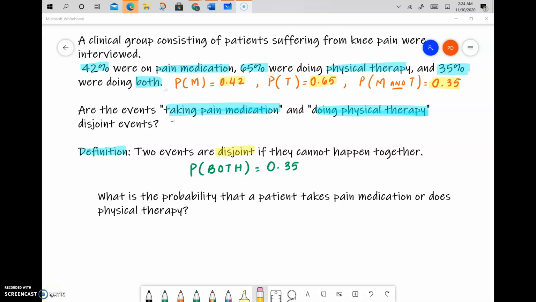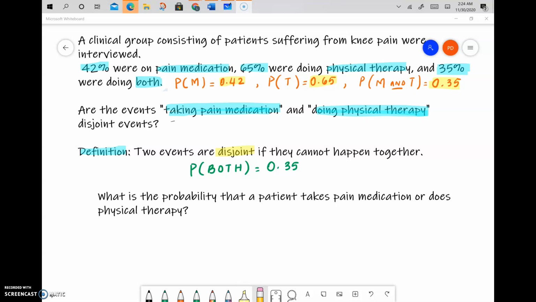A clinical group consisting of patients suffering from knee pain were interviewed. 42% were on pain medication, 65% were doing physical therapy, and 35% were doing both. Are the events taking pain medication and doing physical therapy disjoint events? That's the question we answered earlier. And we said, no, they're not disjoint events because the probability of doing both is 35%.